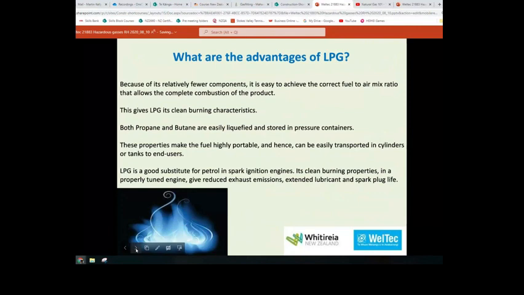Advantages of LPG. If it's set up correctly, it's clean burning, similar to natural gas. They can be stored and easily transported, so you can get LPG cylinders in varying sizes, obviously used for barbecues and camping, cooking, and all sorts of things. So it's quite a portable option, which gives you reasonably long duration cooking. There's quite a lot of energy stored in a small volume of LPG.